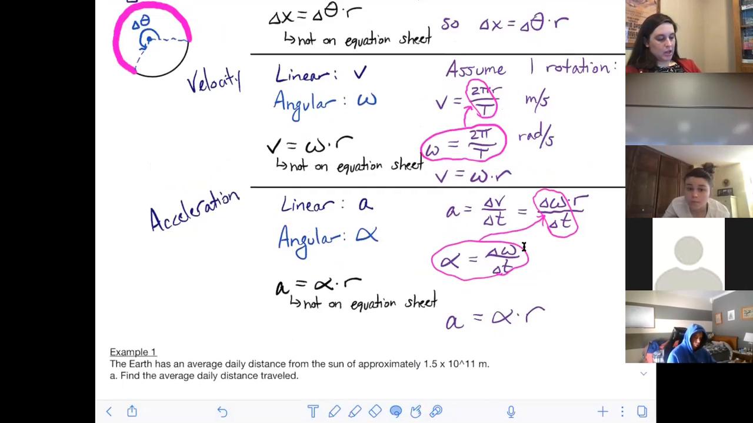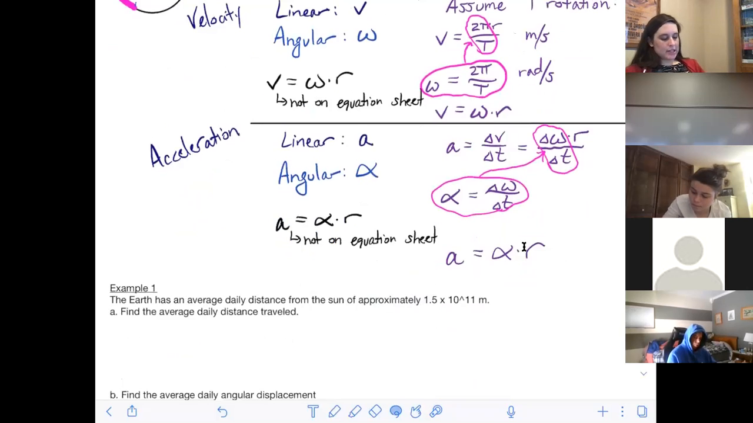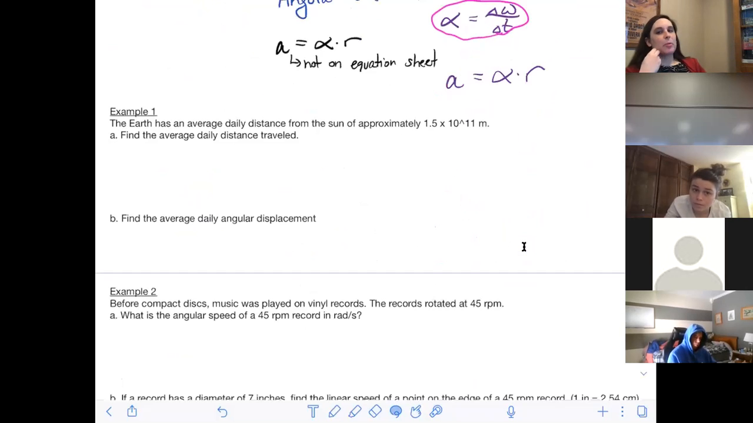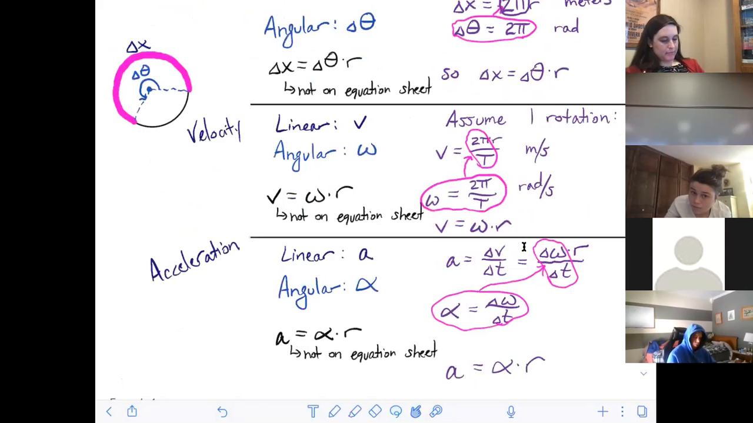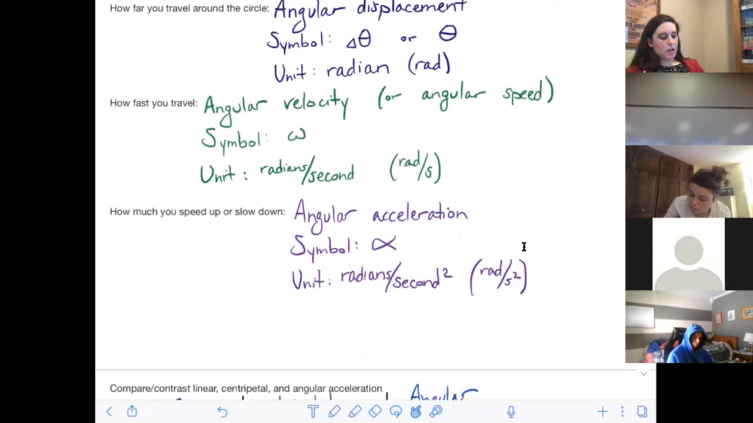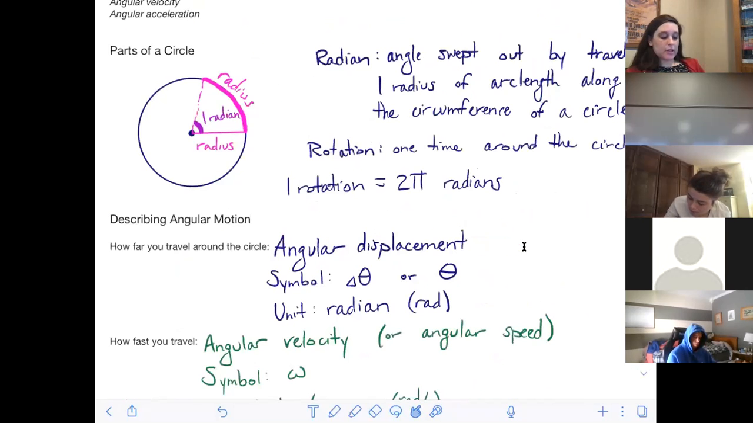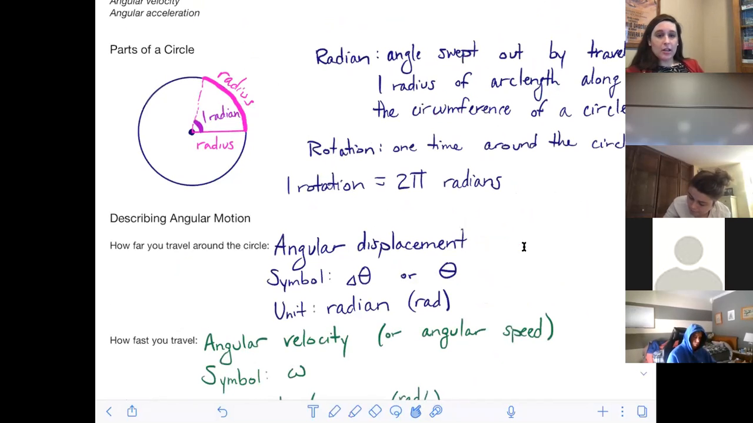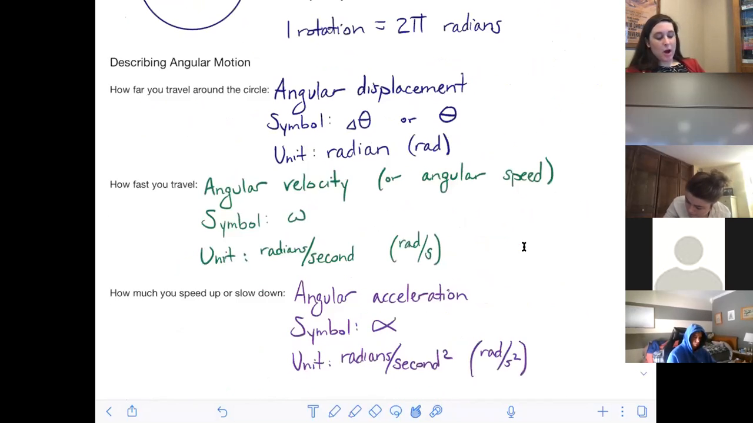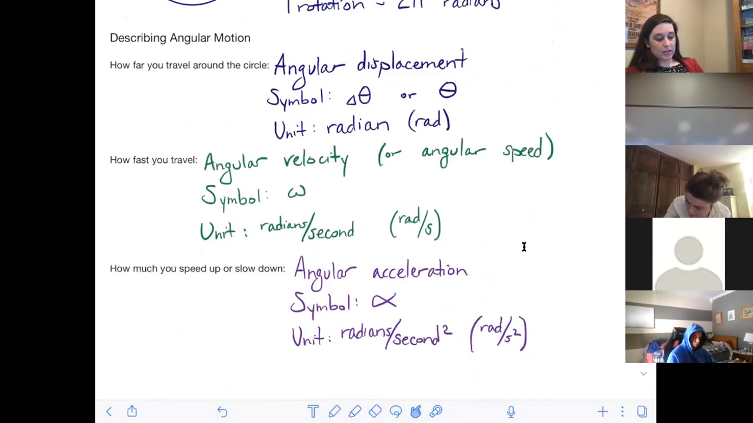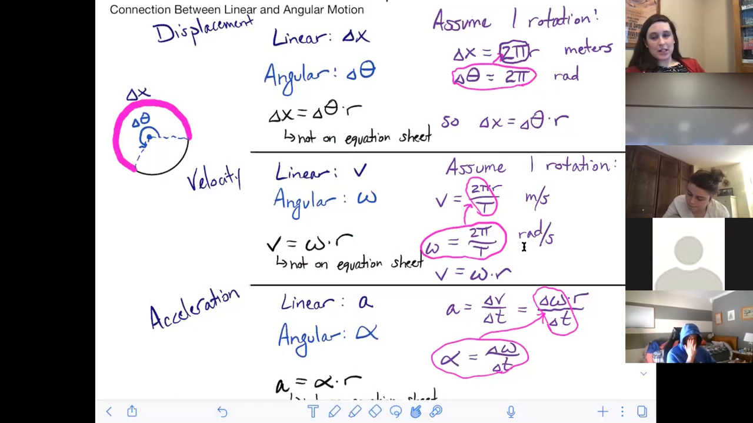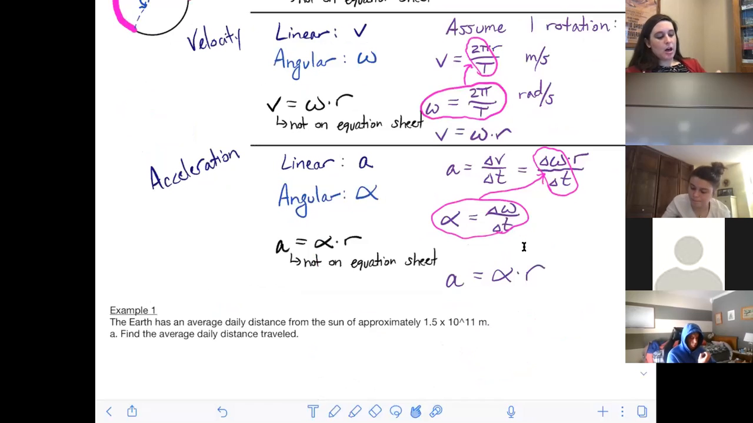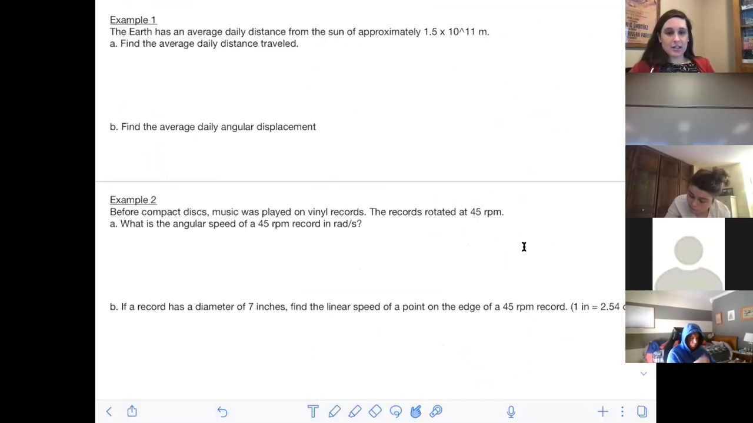All right. So let's take a second and do some examples now, because we've talked about a lot. We've talked about parts of a circle that are going to be relevant for us as we talk about moving in a circle. We've talked about how we can describe what that motion looks like by defining angular displacement, angular velocity, and angular acceleration. And we've talked about the fact that there is a connection between linear and angular motions. This is a lot of stuff that we've covered so far. Let's look at some examples then.